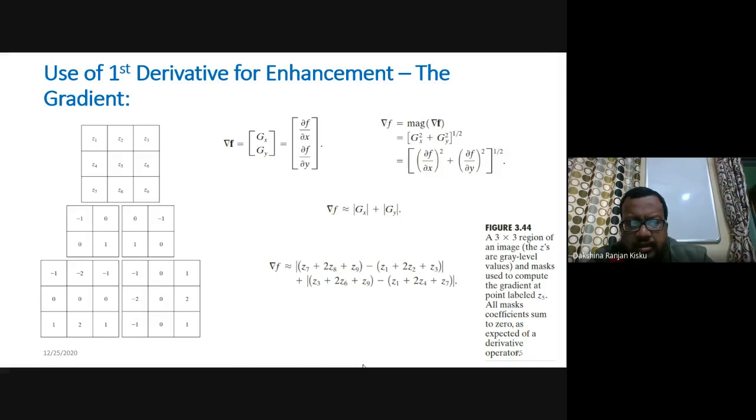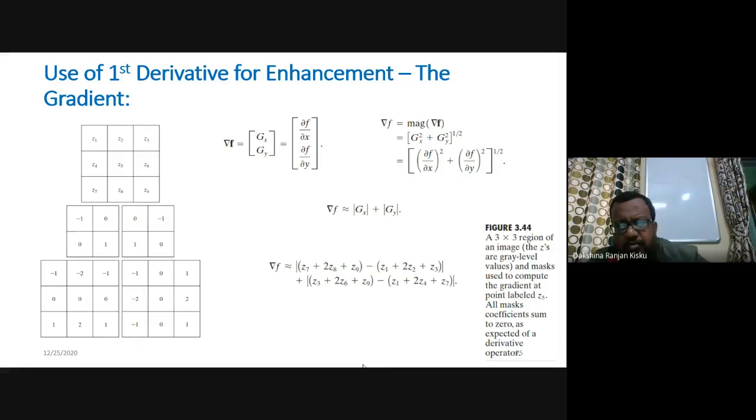for this nonlinear operator, the magnitude of gradient, we get rotation invariance to hold. But for the gradient vector alone, this property will not hold. For the nonlinear form of this vector, we have the rotation invariant property, and this is called the isometric property.